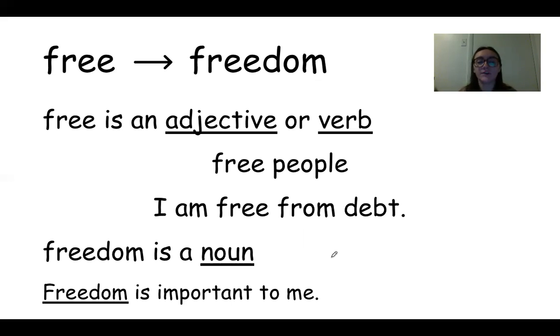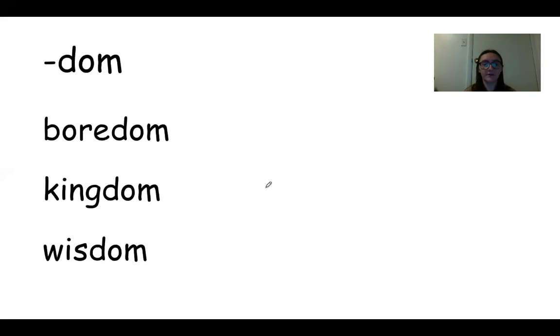Free people. So this is an adjective here because it's describing the people. They're free. But you can also use it as a verb. I am free, verb, right? In our simple present tense, I am free from debt, meaning I do not have debt. But when you add the DOM, freedom becomes a noun. Freedom is a noun. So you could say freedom is important to me instead of using it like an adjective or a verb.